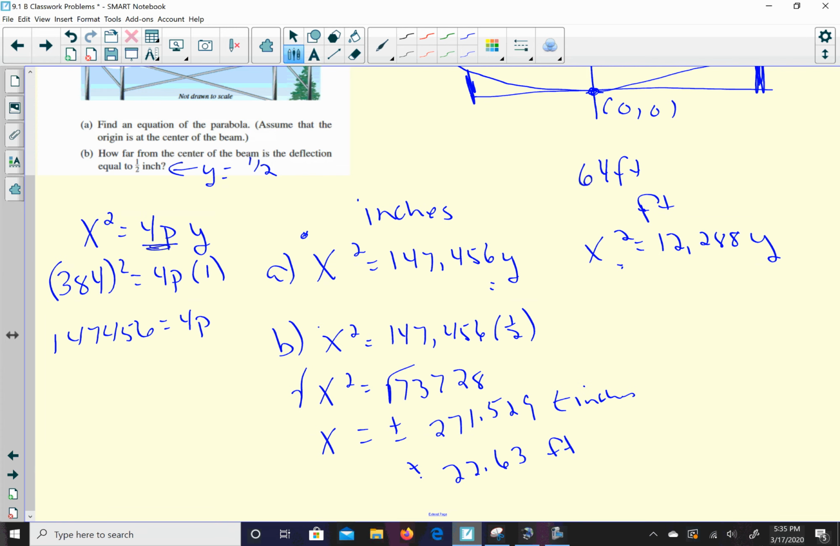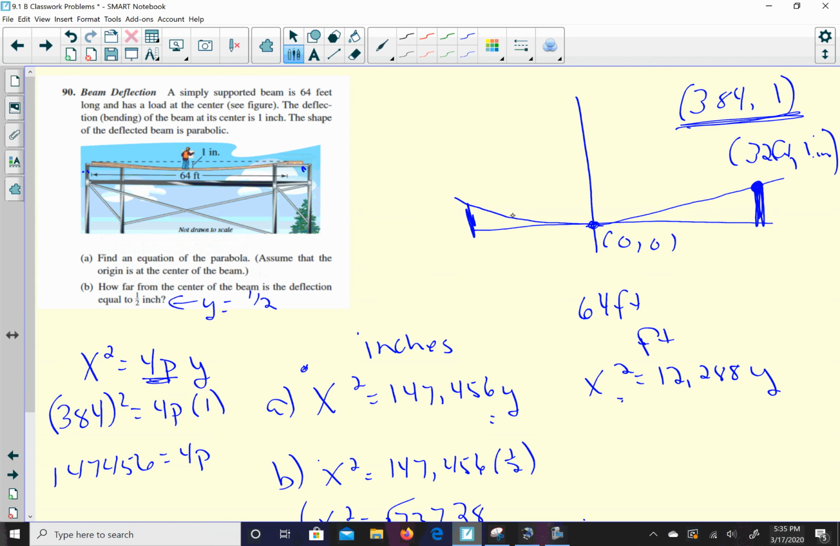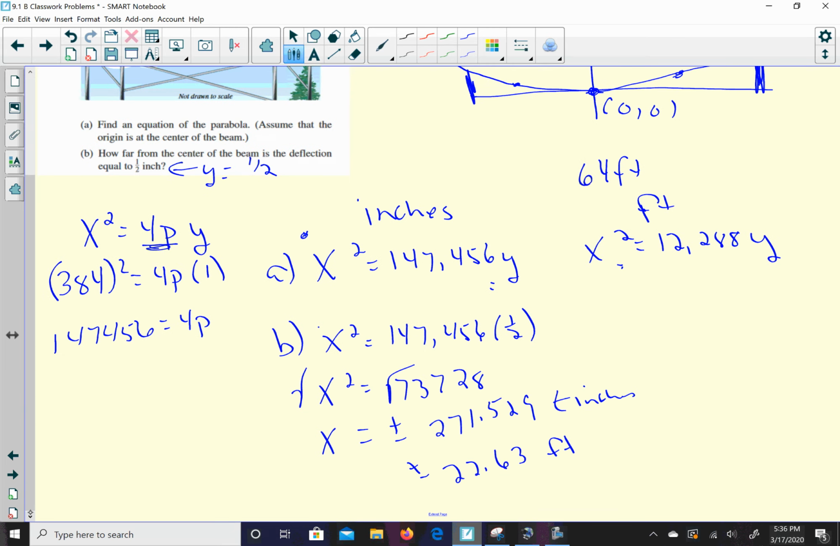And the plus or minus does make sense because if I go back up to this problem here, it's going to be 1/2 inch over here, which would be the negative, and it's going to be 1/2 inch over here, which would be the positive. So in this case, this is one of the few times where a positive and a negative do make sense in a word problem. And that's how you do the homework.